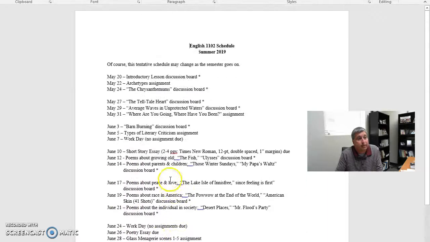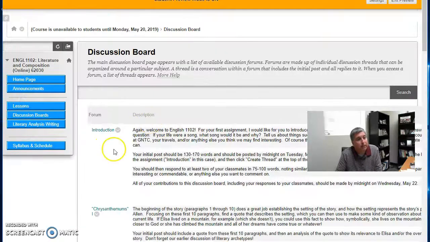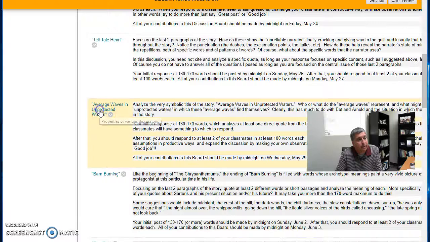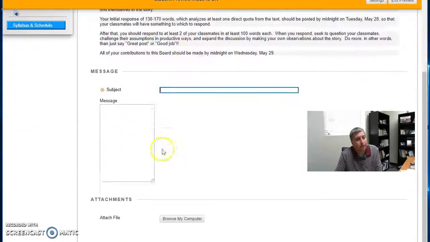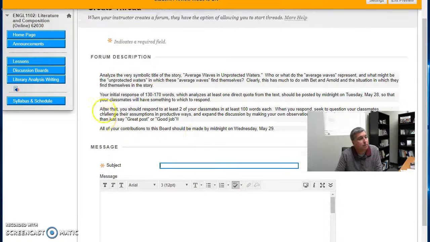Otherwise, I think this is pretty self-explanatory here. So when a discussion board is due, that's when you go over here back to the main menu for the discussion boards, and then you just click on whichever discussion board you are doing, and then create a thread, and you give it a little title, and a little subject there. And do what the directions say. Read this and do what that says.